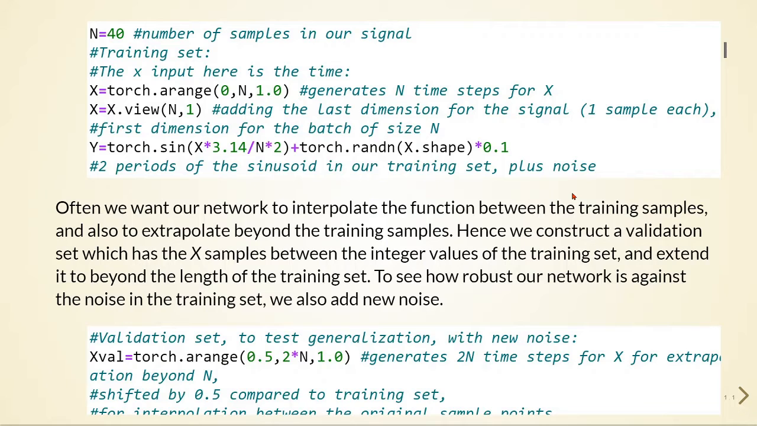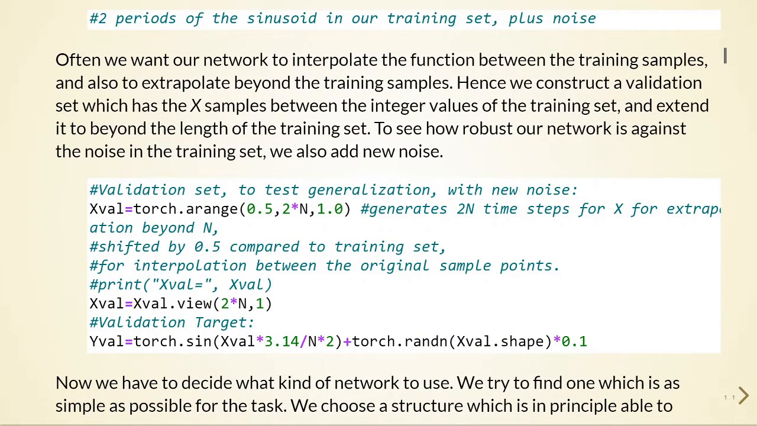Often we want our network to interpolate the function between the training samples and also to extrapolate beyond the training samples. Hence, we construct a validation set which has the x samples between the integer values of the training set and extends beyond the length of the training set. We can see how robust our network is against the noise in the training set. We also add some noise. So for a validation set, to test the generalization with new noise, this is what we're doing.